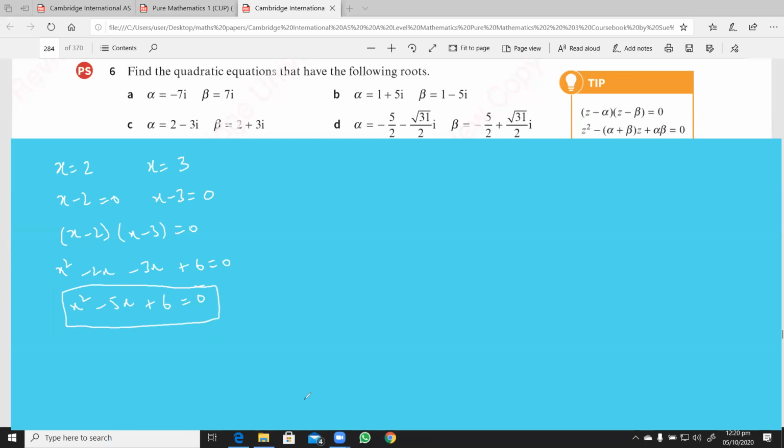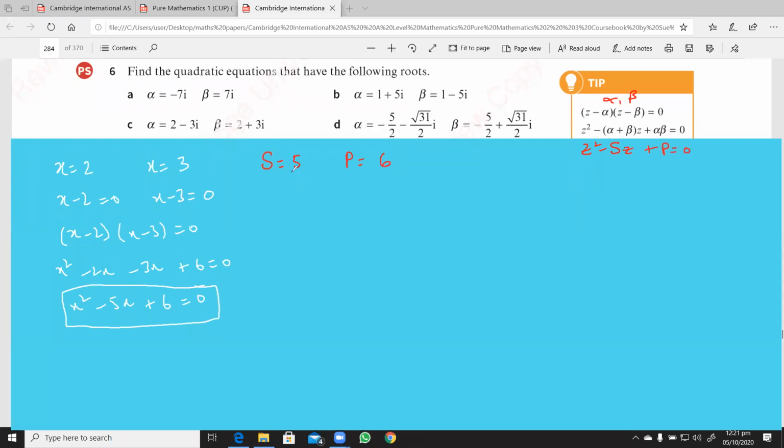Now, there is a much smarter method of reaching this equation quickly. That is, if you find the sum of these two roots, that is going to be 5. And the product of these two roots, that is going to be 6. If alpha and beta are two of the roots, then the equation can be written as z squared minus sum times z plus the product, that is equal to 0.